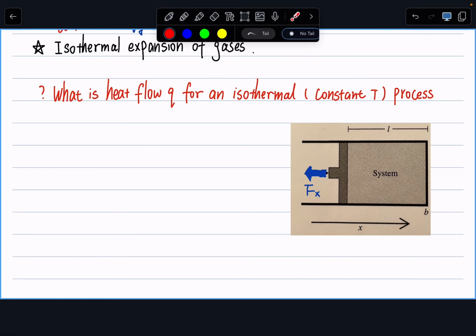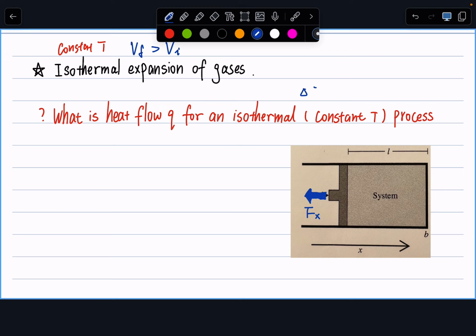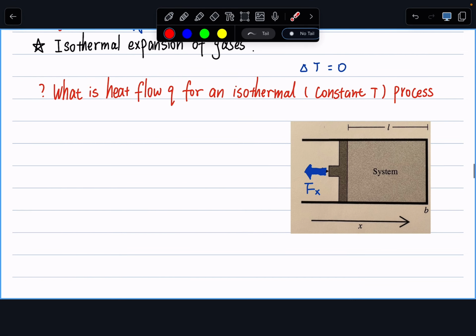Remember, when we say isothermal process, we're saying delta T equals 0, or my initial temperature and my final temperature of the two thermodynamic states, initial and final, remain the same. But an isothermal process doesn't necessarily require that your heat transfer is 0. And let's see how that's the case.